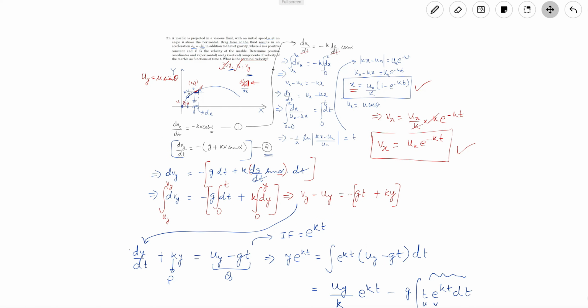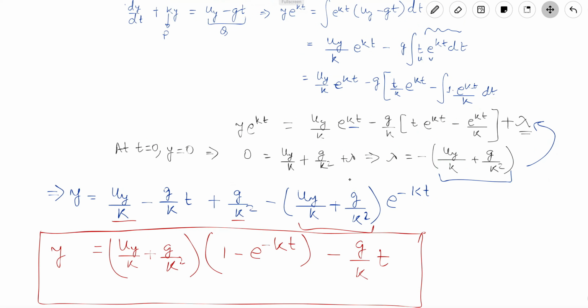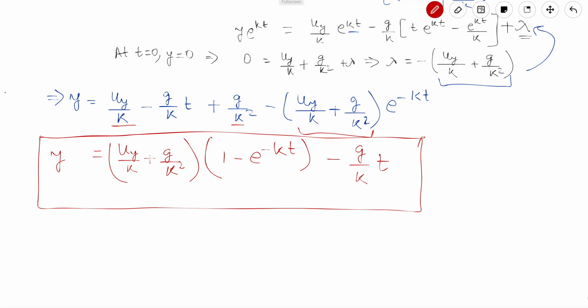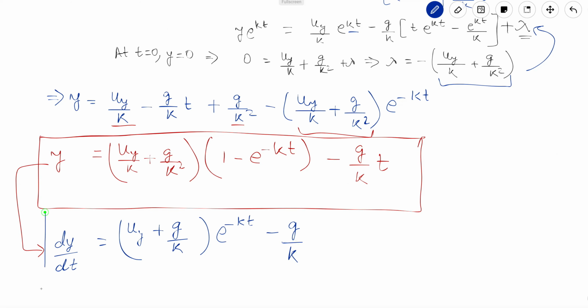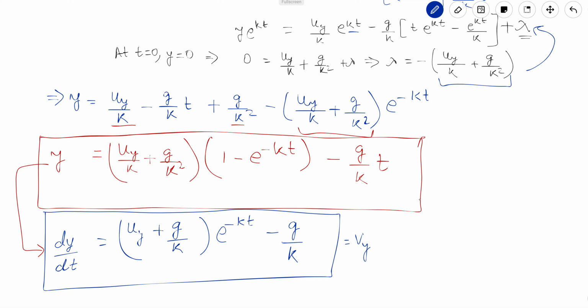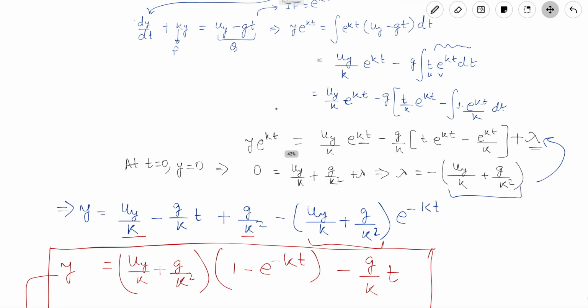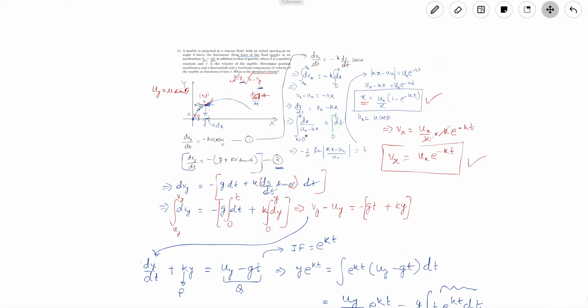So we needed to find out vy also. How can we find vy? Basically vy is your dy by dt. So if you differentiate it, you will be getting your velocity Vy as a function of time. This is your Vy as a function of time. Now we found these four things: x, y, Vy, and Vx.